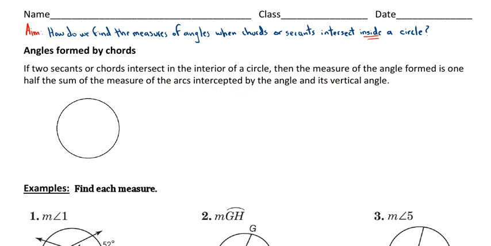So the key point over here is that these chords or secants are going to be intersecting inside the circle in the interior, and it could be two chords. The only way that chords could intersect would be in the interior of the circle, or it could be a secant and a chord, or two secants, as long as they are intersecting inside the circle. So I'm going to draw here, and I'm going to use one chord and one secant.